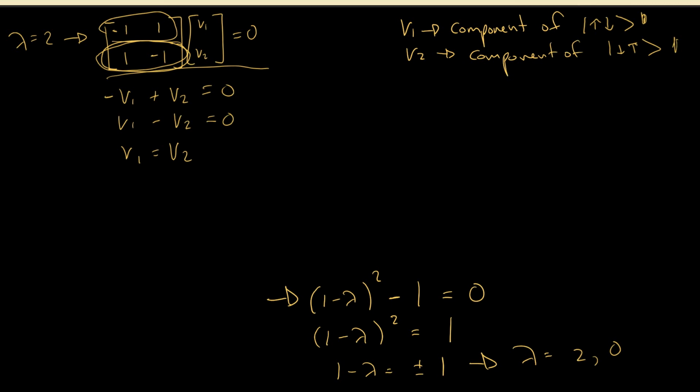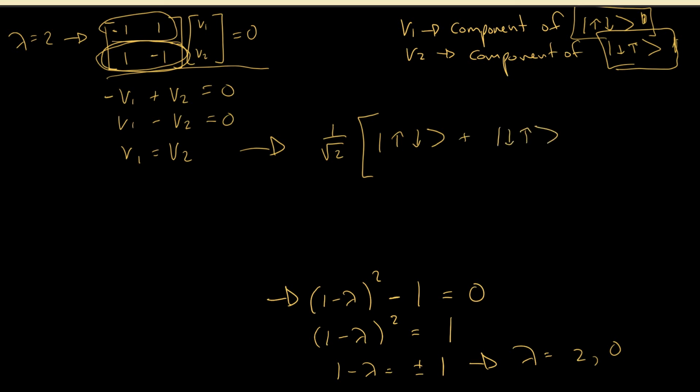And if we're normalizing the state, remember, the square of the state is going to have to equal 1. So if v1 equals v2, and these are the components along spin up, spin down and spin down, spin up, we're left with the eigenvector 1 over root 2 times the state up, down, plus the state down, up. And remember, this is just so that the inner product of the state with itself is going to equal 1. Okay, so now we can plug in the other eigenvalue.